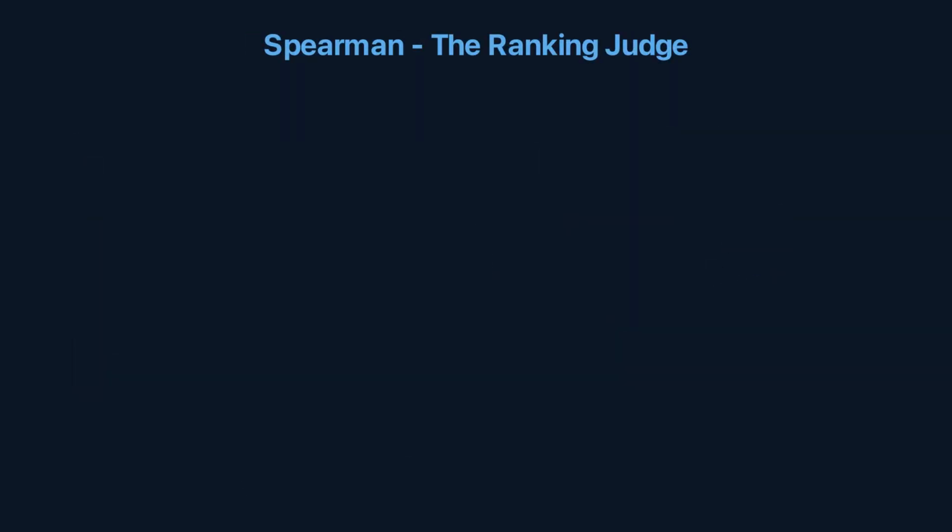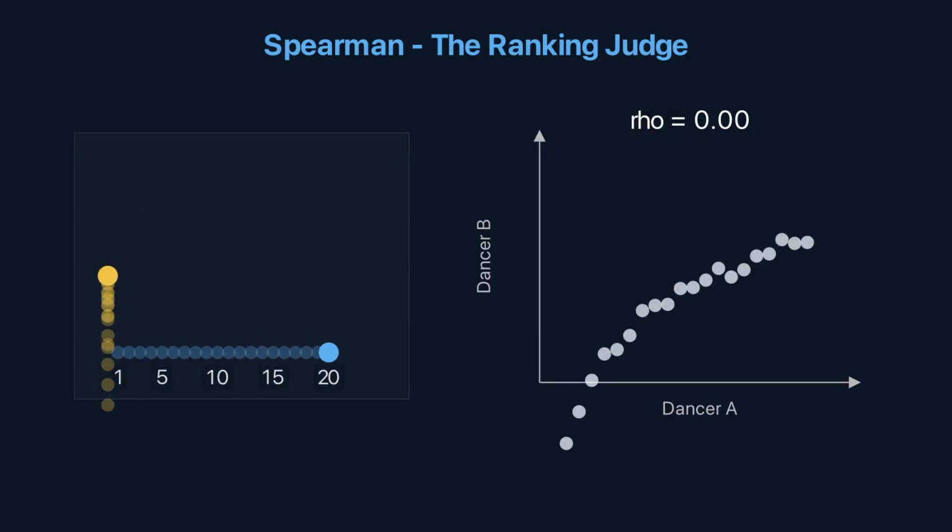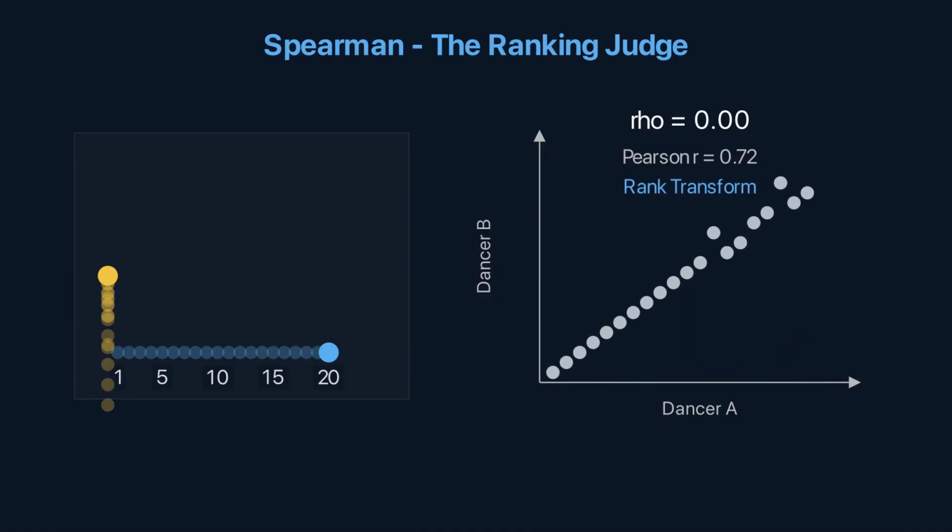Spearman doesn't care about exact distances, only order. First, second, third. An assistant labels each footprint by rank. Now watch, the dancers trace a logarithmic curve. It's monotonic, always rising, but not a straight line. After ranking, this curve straightens into a near-perfect diagonal. Spearman catches what Pearson missed.